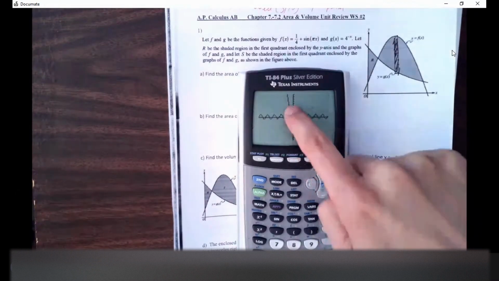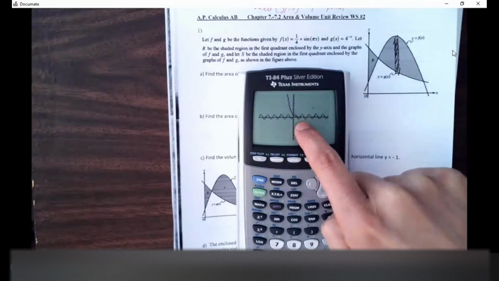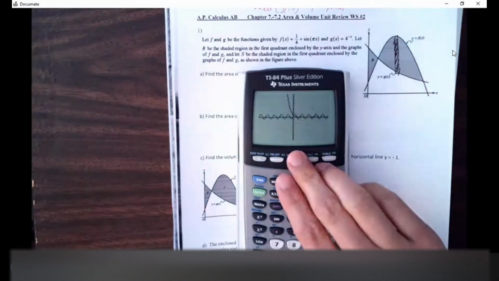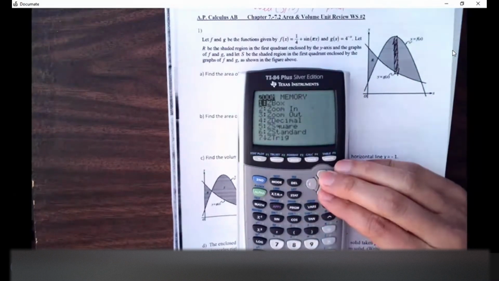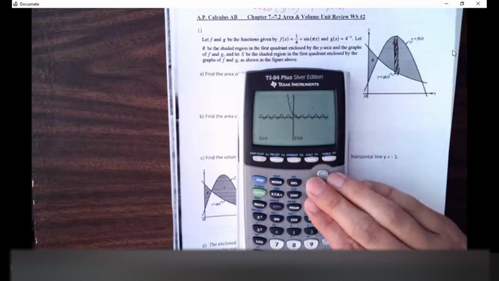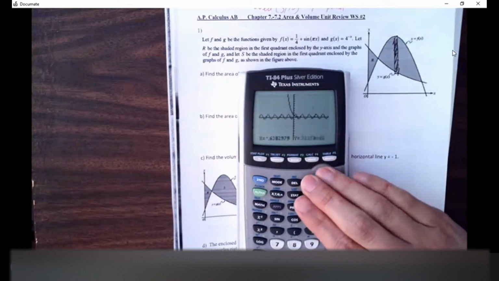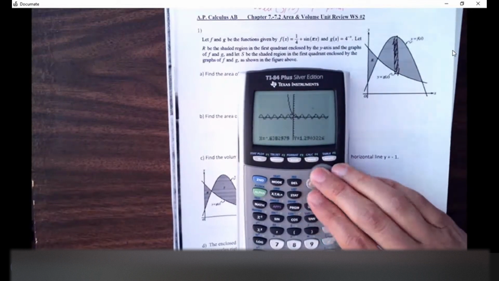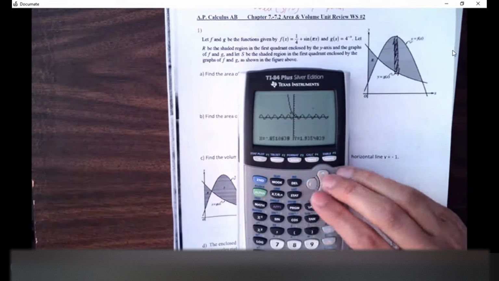All right. So right in this region here is where we're interested in looking. So we'd like to zoom in a bit more. So do zoom 1. We'll create a box in that region there. Hit enter.